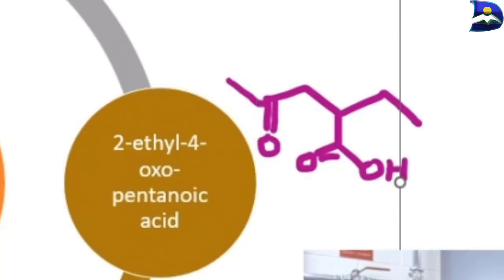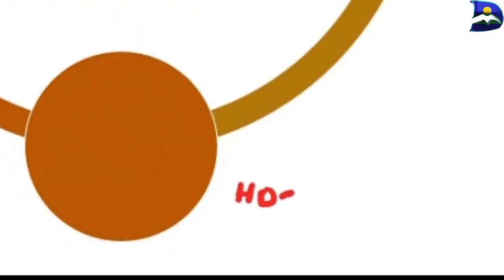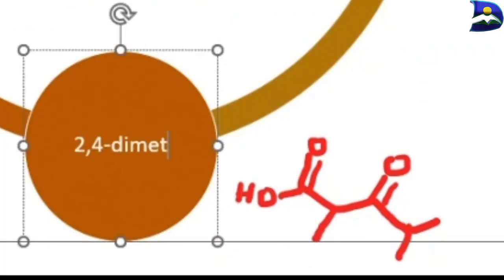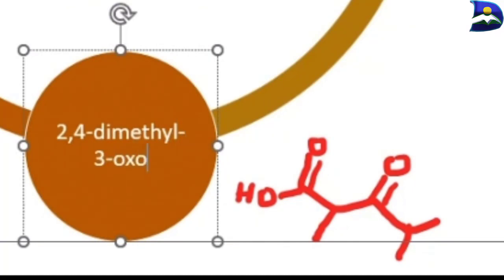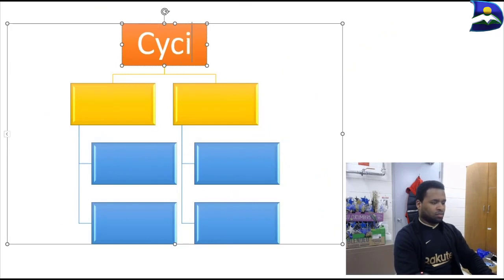And finally here, there is a wonderful distribution of our methyl groups, one at position 2 and the other at position 4, while our oxo is now placed at position 3. Therefore, this is going to be named 2,4-dimethyl-3-oxo-pentanoic acid.